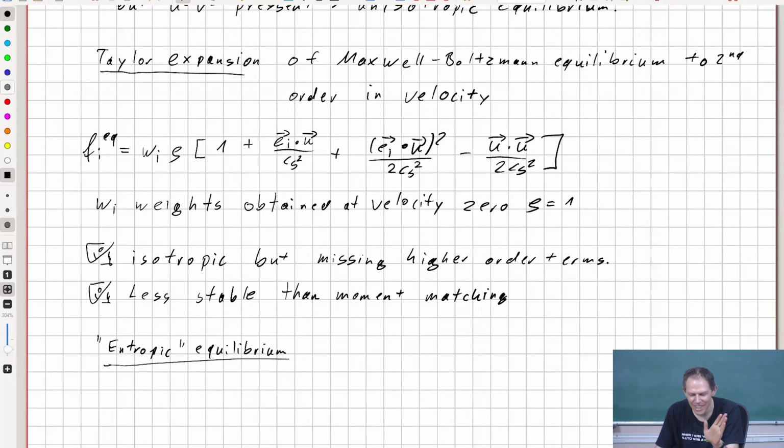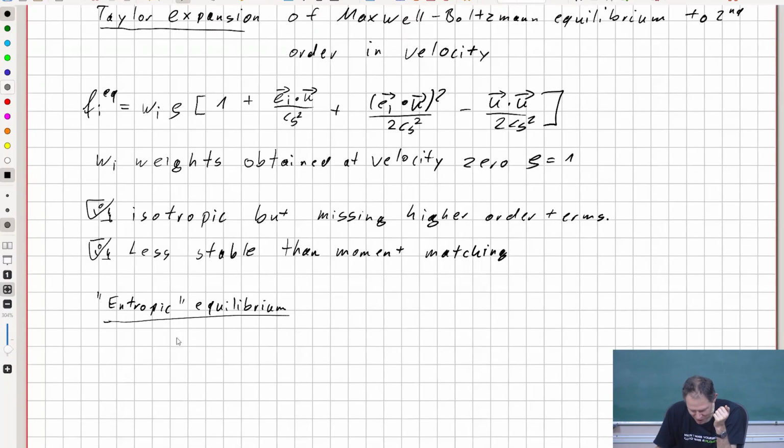So in Bangalore, they are promoting this entropic equilibrium. So what is this?